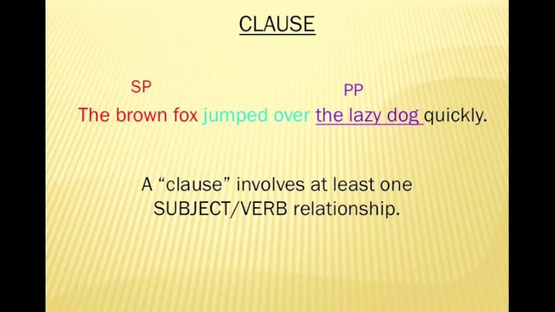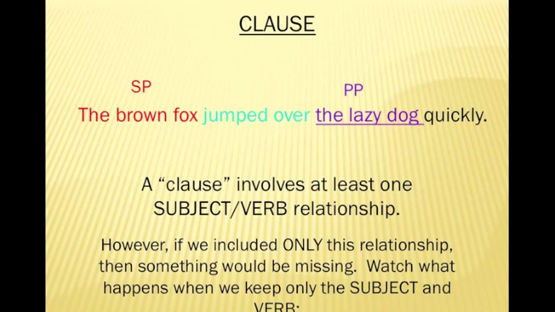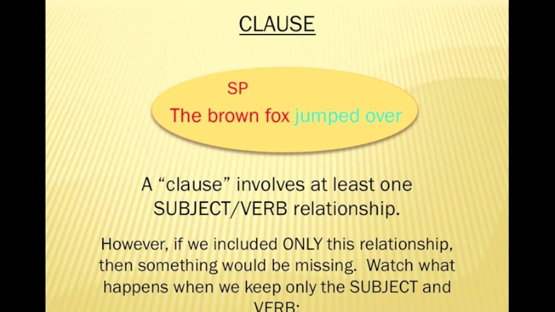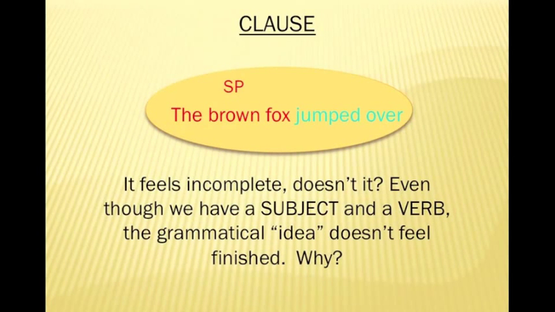Now, a clause, as we said before, involves at least one subject and verb relationship. However, what if we included only this relationship? Then something would be missing. So watch what happens if we just keep the subject and the verb, which in this case also includes the verb phrase jumped over. Watch what happens. So as we illustrate here, we drop the last part, and now we focus on just those ideas. But it feels incomplete, doesn't it? You see, even though we have a subject and a verb, the grammatical idea doesn't feel finished. And why is that?